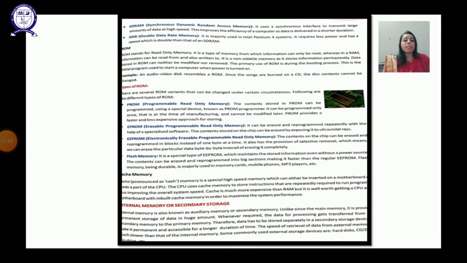Then we have the external memory, also known as the secondary storage. External memory is known as the auxiliary memory or the secondary memory. Unlike the main memory, it is the permanent storage of data in a huge amount. Whenever required, the data gets transferred from the secondary memory into the primary memory. Basically, in secondary storage we have the hard disk which is inside the CPU. Whenever we save any file, where does it go? It goes into the hard disk.